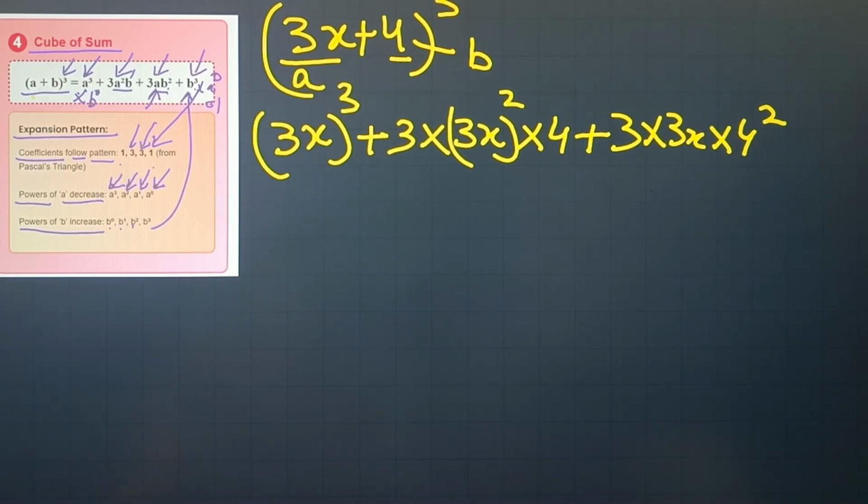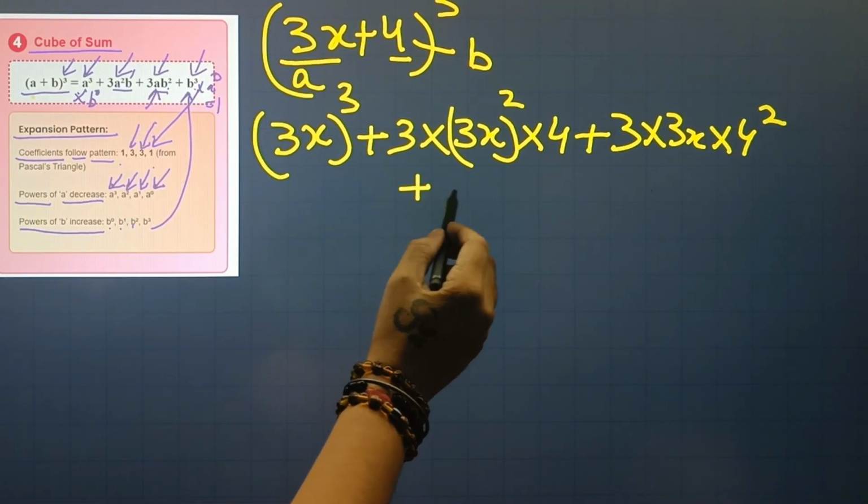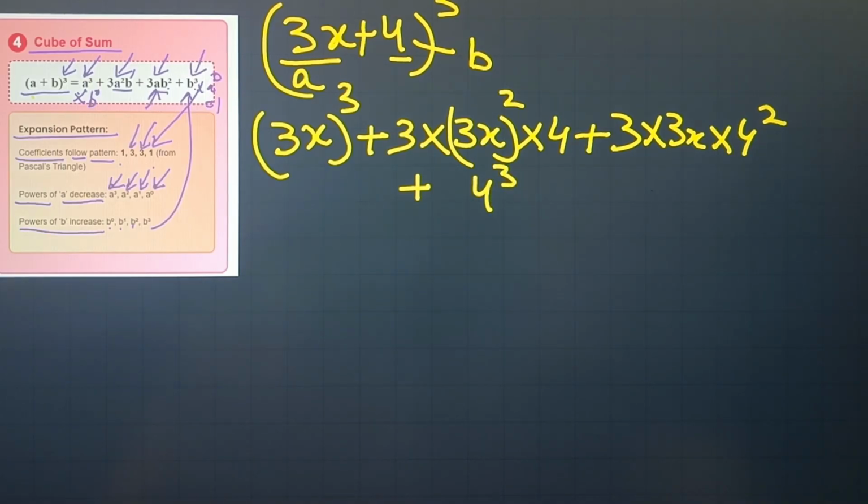So again the last term is plus b cube. So plus b cube is 4 raised to the power 3. Now let's simplify these terms.